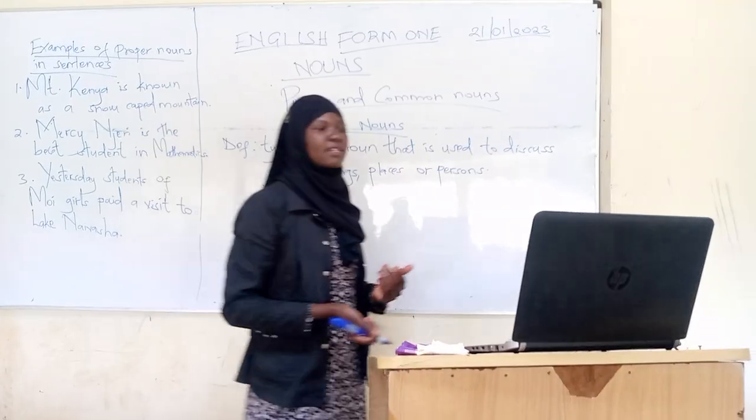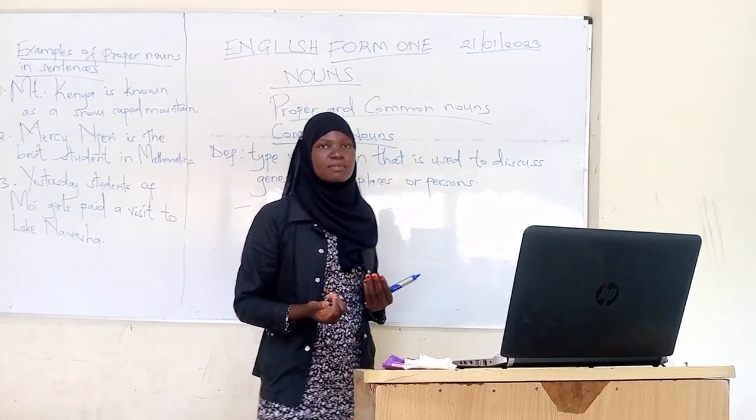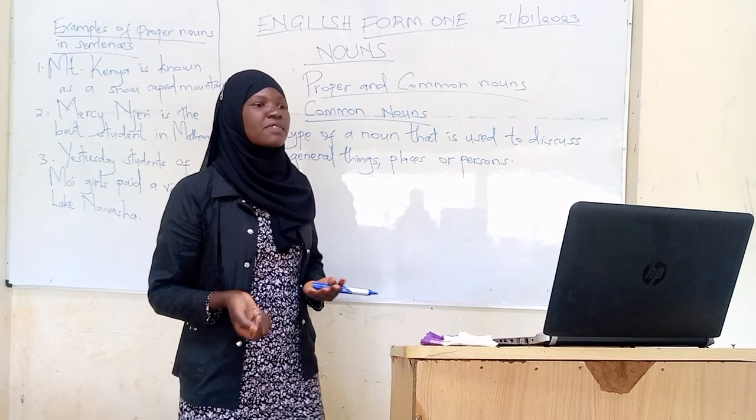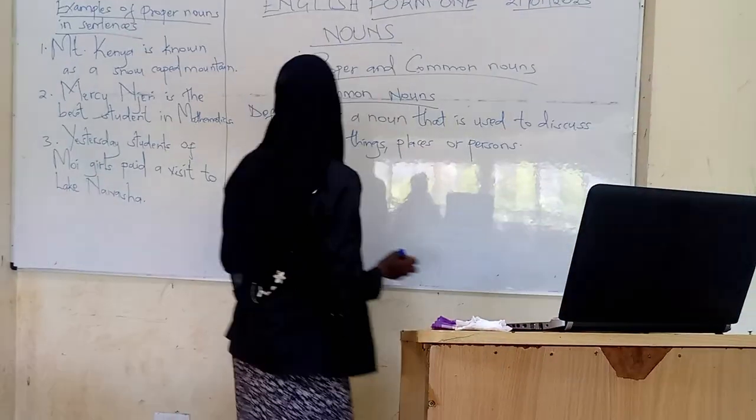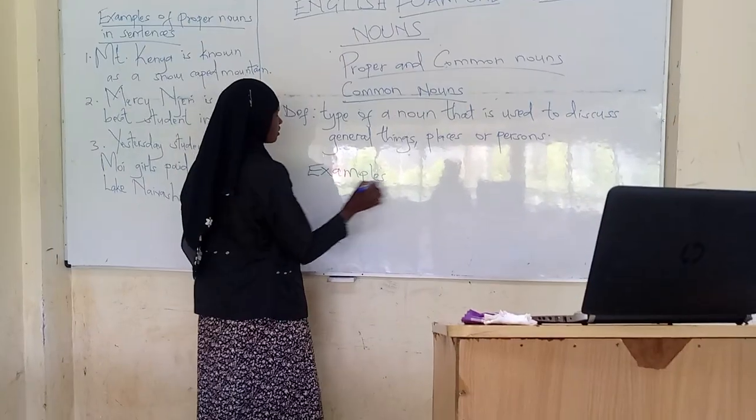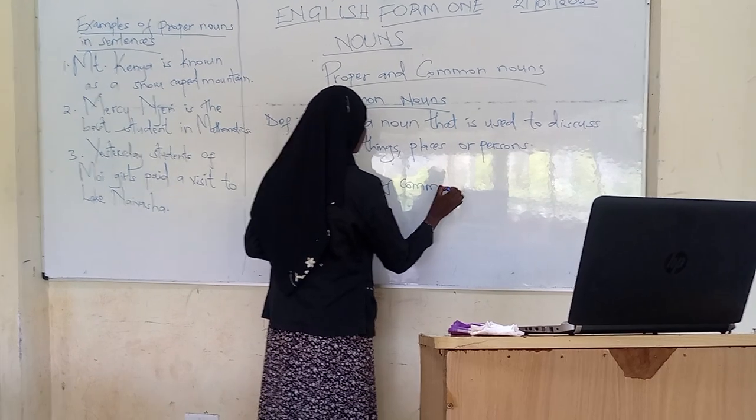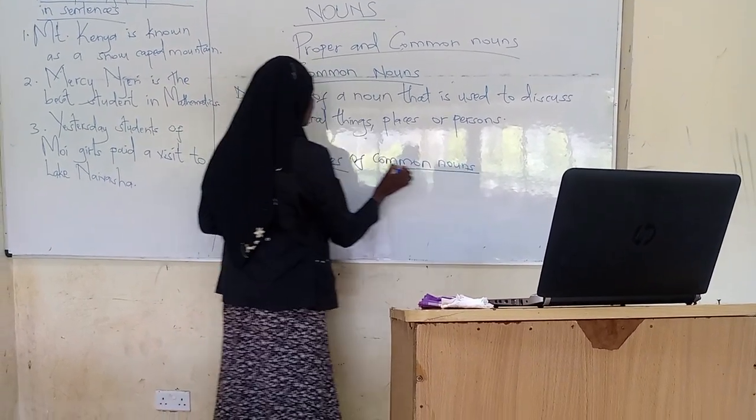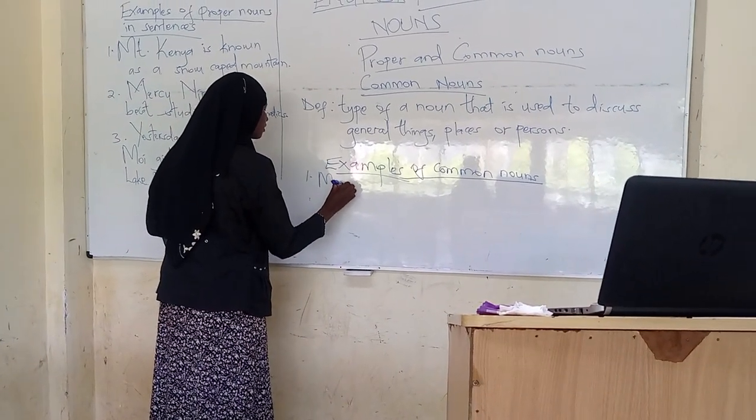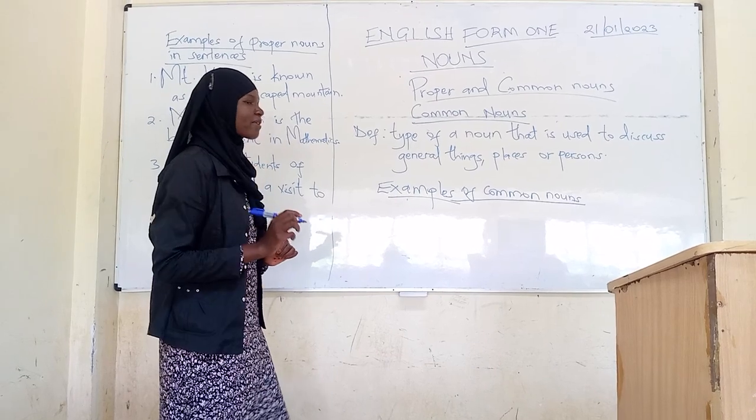In simpler words, common nouns are a type of noun that are used mainly to give a general idea of something, a general idea of things, or of certain people or persons. So now let's look at examples of this. Examples of common nouns. One, we have mountain. So let's look at examples of common nouns.